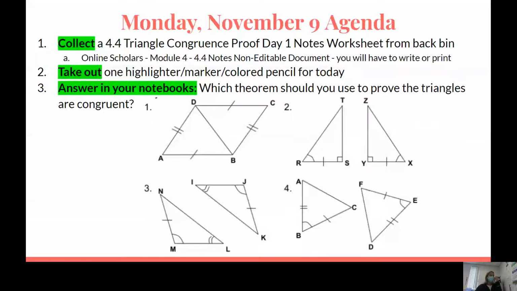And so today we are going to talk about proving triangles congruent.